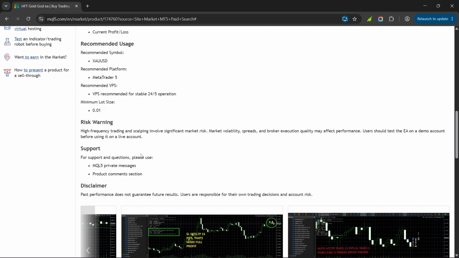It's not a set and forget holy grail, but another tool in the gold scalping category worth watching if the conditions line up.